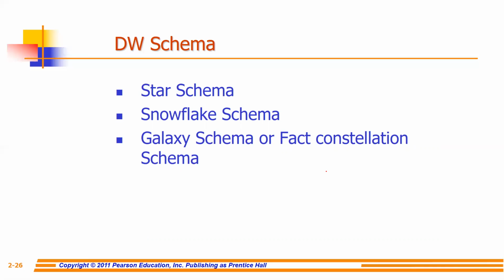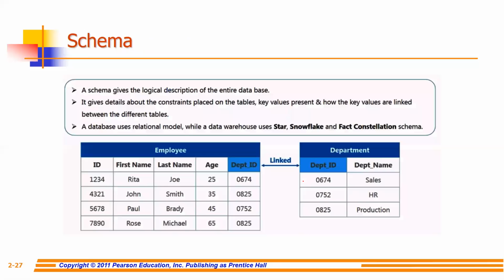The dimension tables and the fact tables are related or integrated by themselves and form a schema. तो इसका star schema, snowflake schema, galaxy schema. Galaxy schema is also known as the fact constellation schema. In a star schema, one fact table is surrounded by multiple dimension tables. So as you can see, the employees, department ID, the age, the name, the first, this is the employee table. And department ID is linked with another table, which is the table of departments.